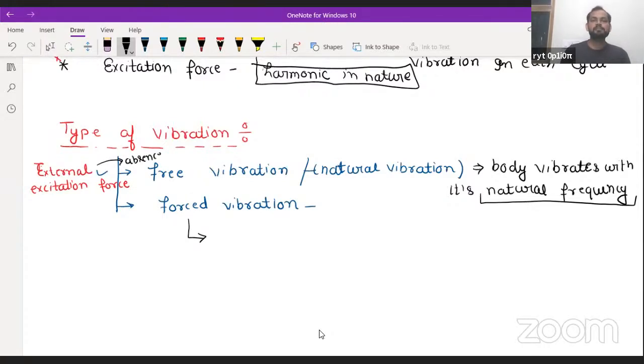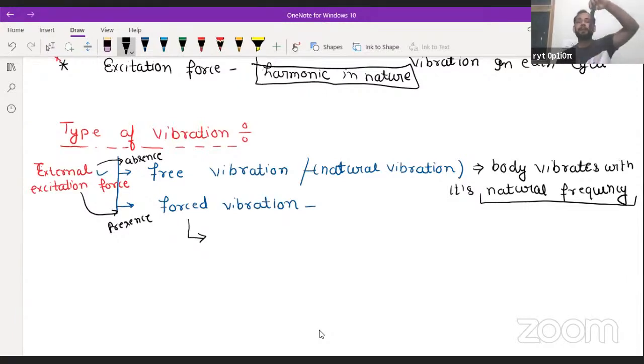It is in absence of external excitation force, and it is in presence of external excitation force. So if inside your system, external excitation force is acting during the vibration, then such type of vibration is known as the forced vibration.